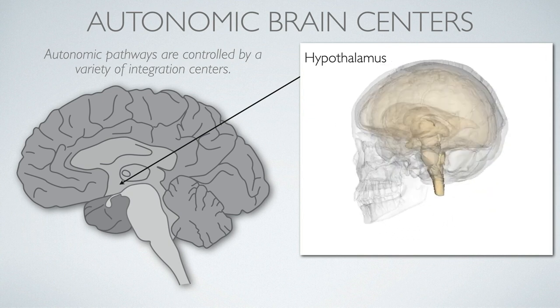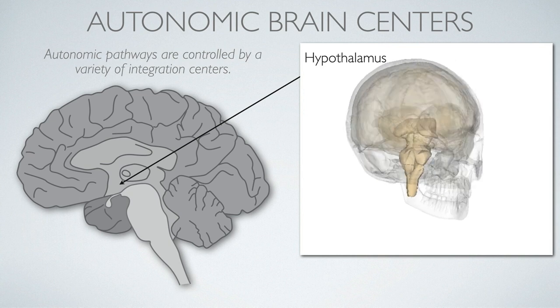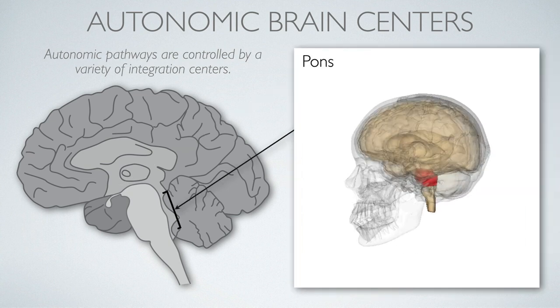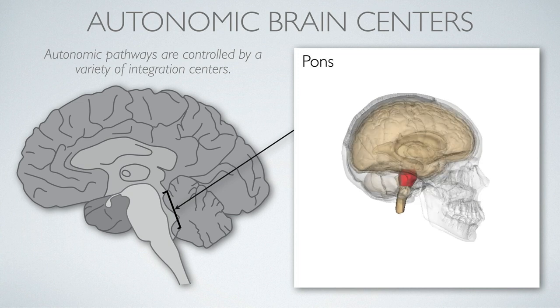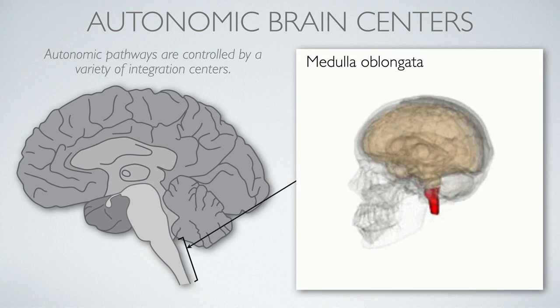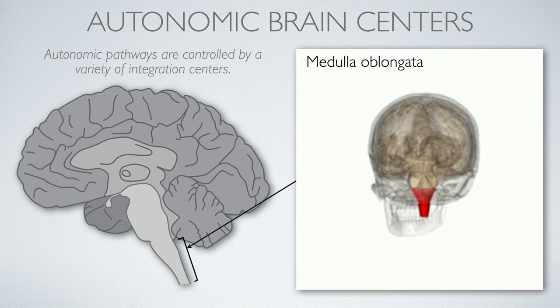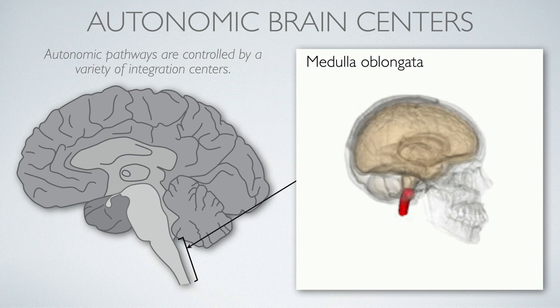The other major sections are in the brain stem. So that includes the pons. We see that highlighted in red there. And the medulla oblongata, which we see more ventrally on the brainstem.